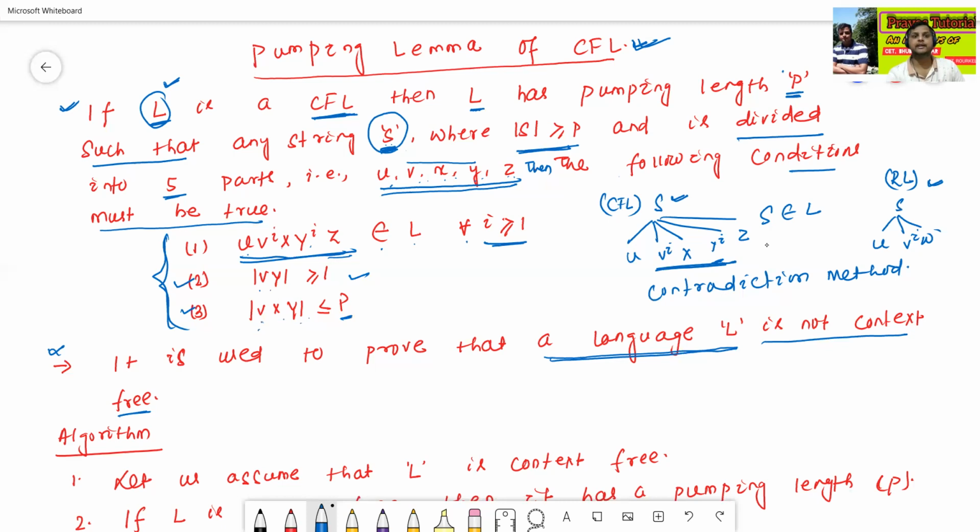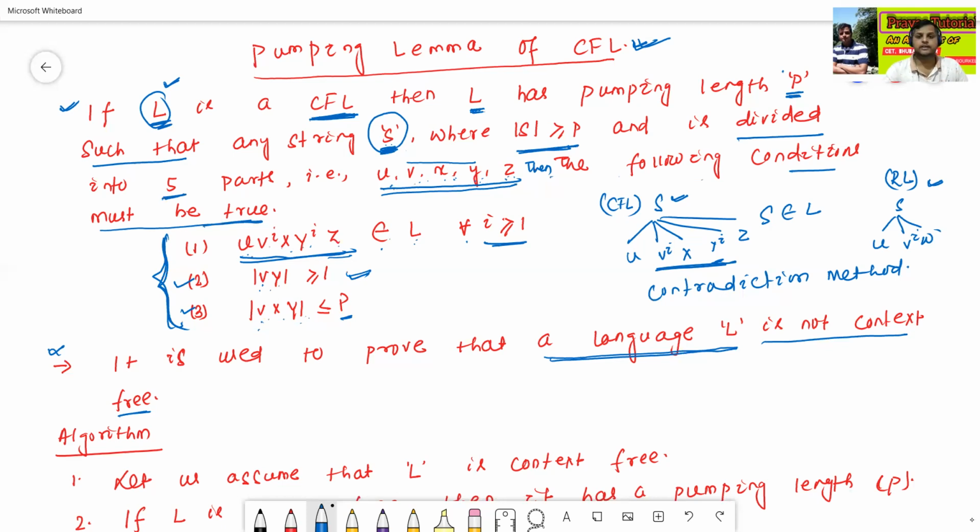Again, if L is a context-free language, then L has a pumping length p such that any string S belonging to L, where length of S is greater than or equal to p, is divided into 5 parts, that is u, v, x, y, z. Then the following conditions must be true: u v^i x y^i z belongs to L, length of vy greater than or equal to 1, and length of vxy less than or equal to p.